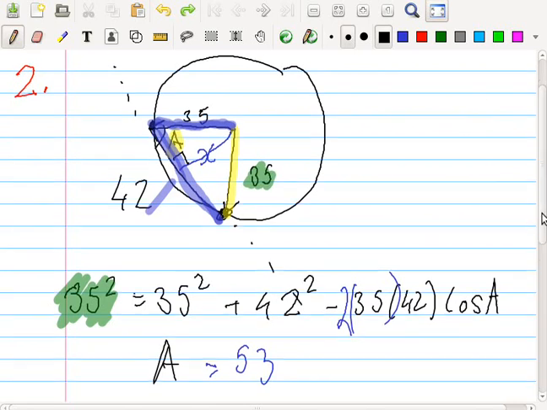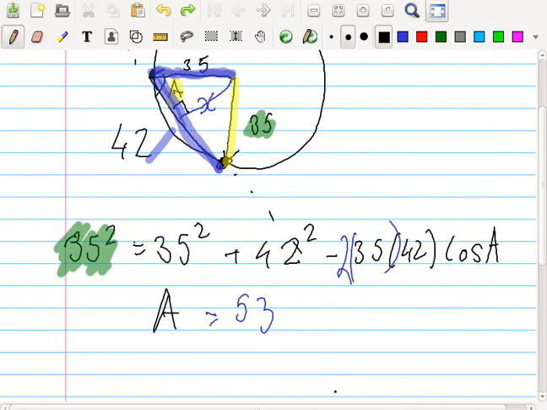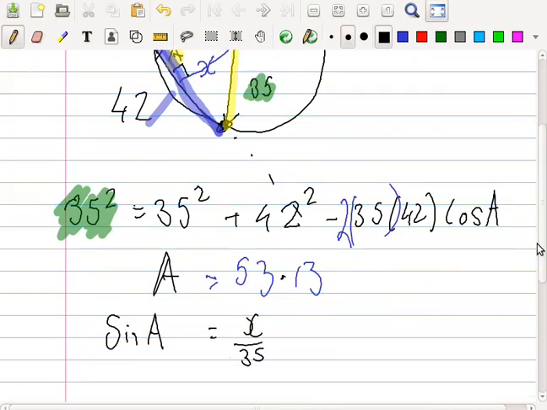Okay? Right, so I have A is 53.13. And I can finish off by saying sine A equals opposite over hypotenuse. So the x is 35 sine A. So therefore the x is 28 kilometers.